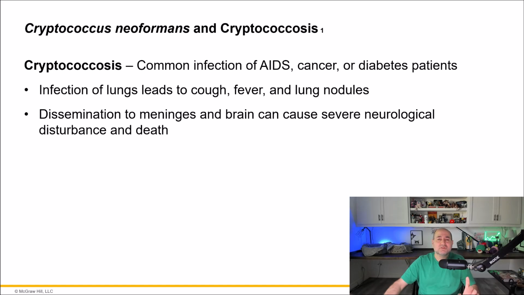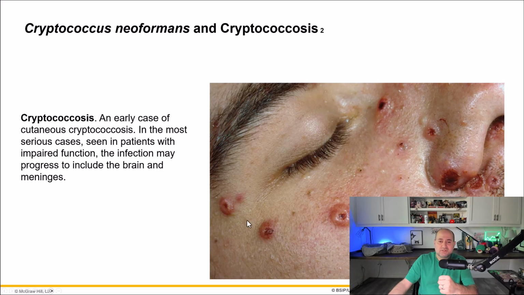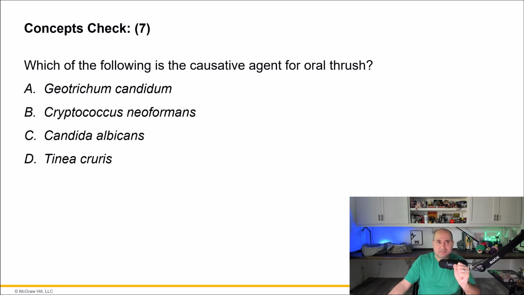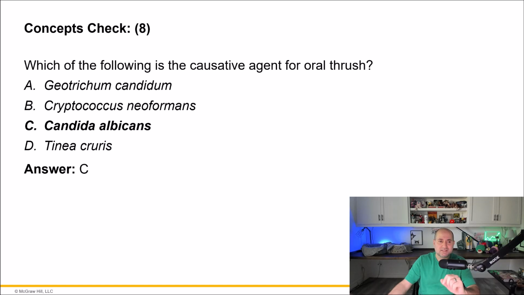And lastly, remember we learned about the fungus Cryptococcus neoformans, which causes cryptococcosis. This is common in AIDS patients, cancer patients, and diabetes patients. This fungus presents itself as an infection, as a disease, when your immune system is compromised. And do you remember that you see these lesions on the skin as an early sign of this infection? And that leads to concept check number 7. Which of the following is the causative agent for oral thrush? Remember, this was Candida albicans.